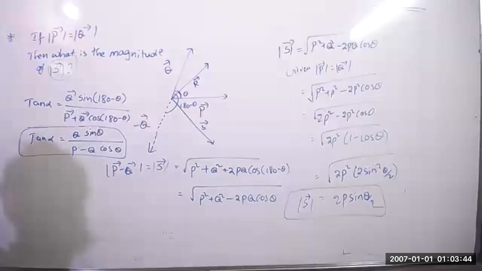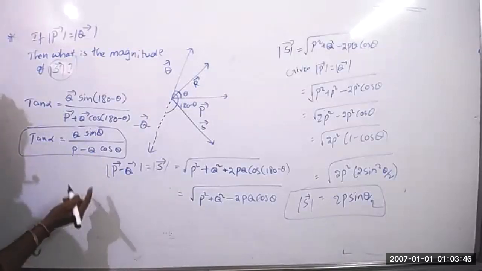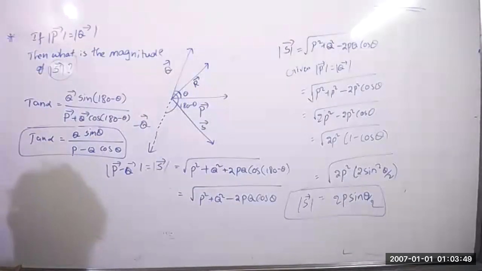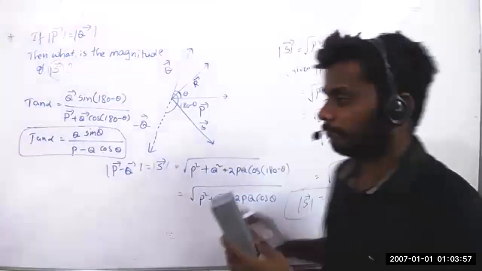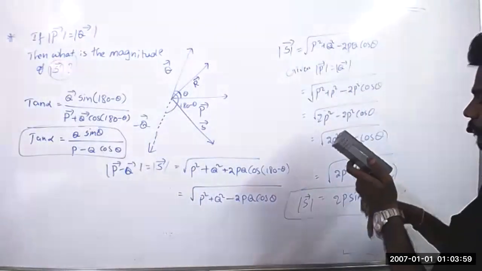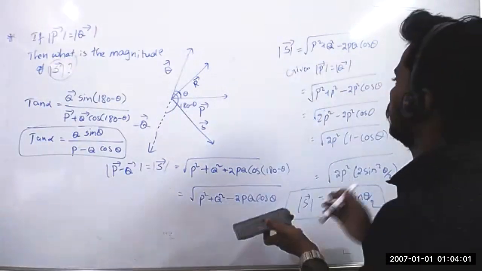You will see once. 1 minus cos theta, you can write it, you know how to write. Yes, sir. You will get it, no doubt. No need to write. Okay, sir. This is over, I think.